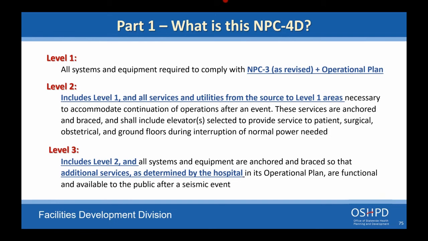So level 1 is the easiest, or I shouldn't say easiest, it's the least compliant, and would require an operational plan that would show what would happen if anything happened during an event or emergency. Level 2, you're getting a little further along. Level 3, you're almost all the way there. So the requirements for the operational plan will be less.